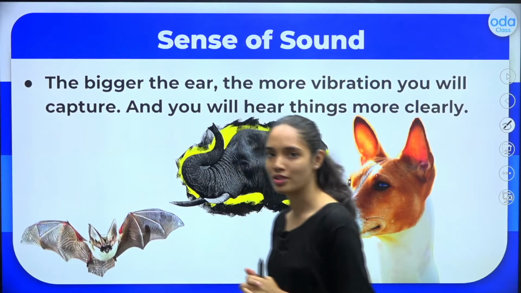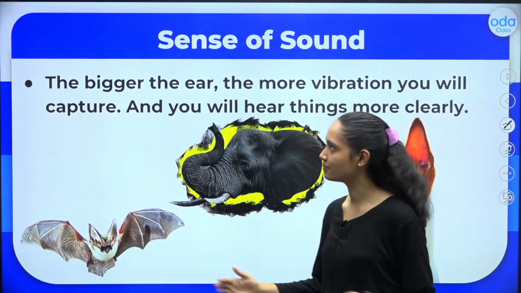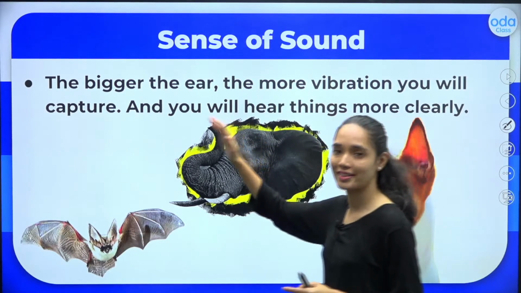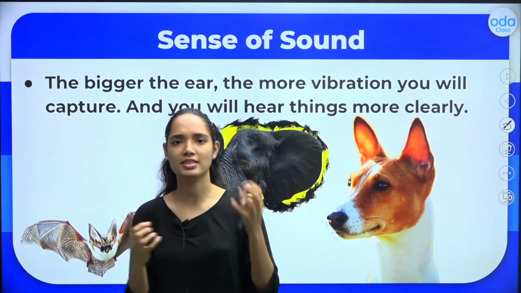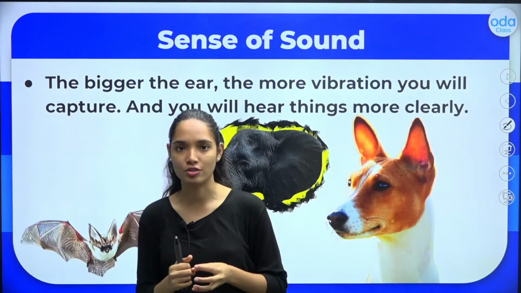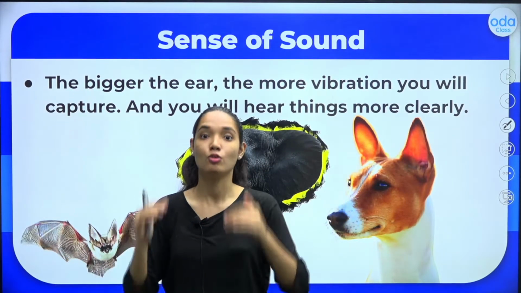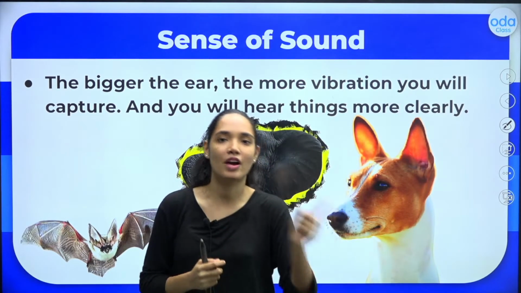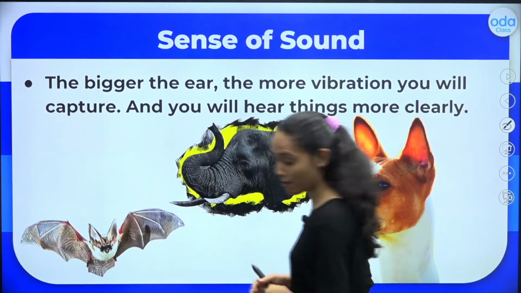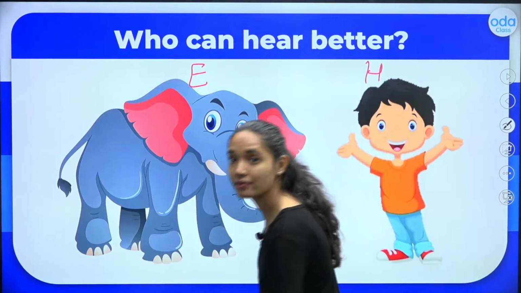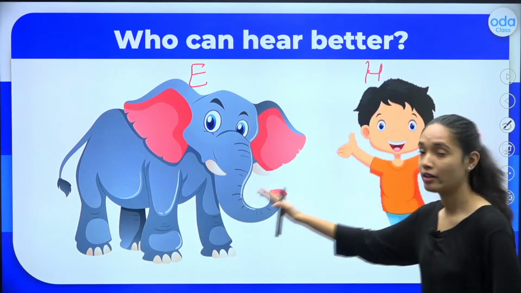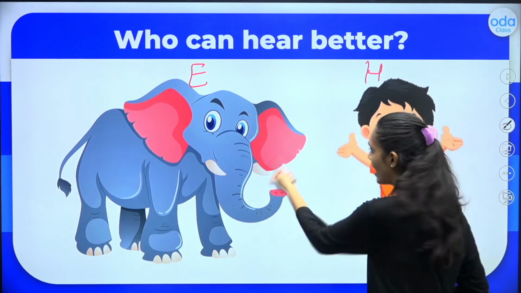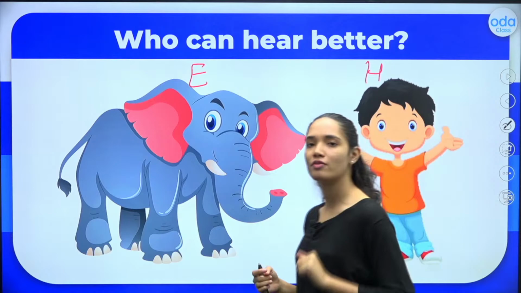Always remember, students, bigger the ear, the more vibrations you will capture. Vibration, that's basically sound. Sound is a form of vibration. So bigger the ear, more the vibration. Smaller the ear, less the vibration you capture. If you compare, my dear students, the ears of an elephant to the ears of a human, who has bigger ears? It's the elephant. So who will receive more vibration?